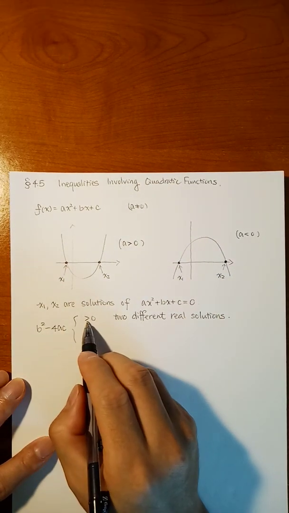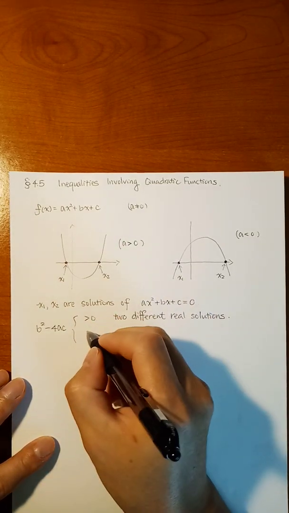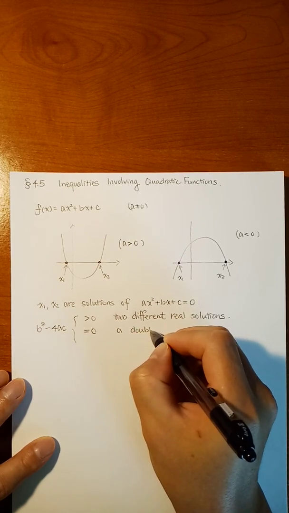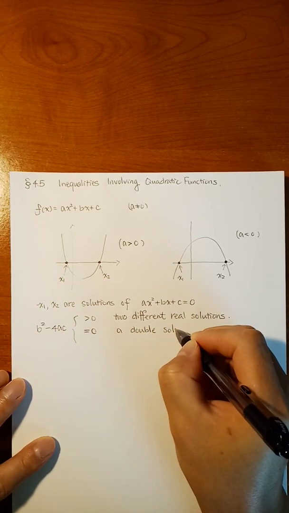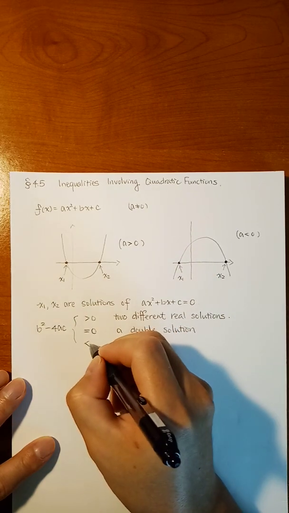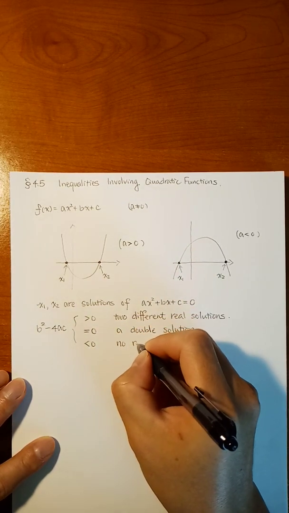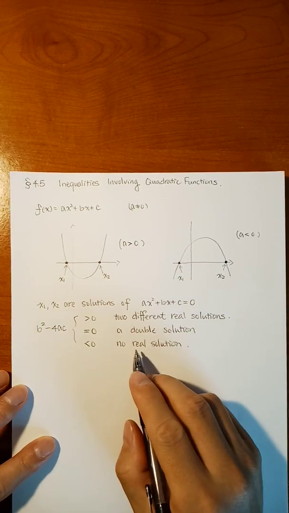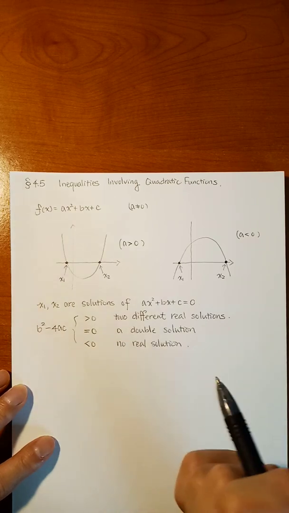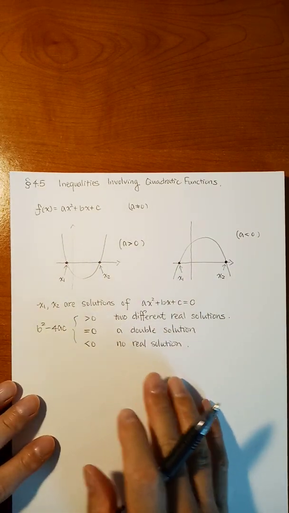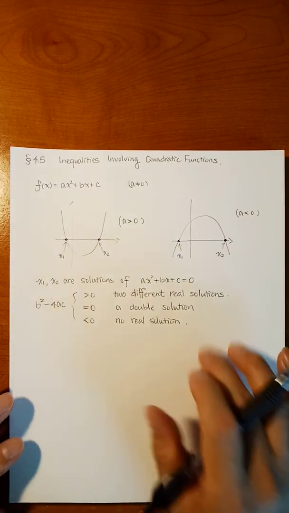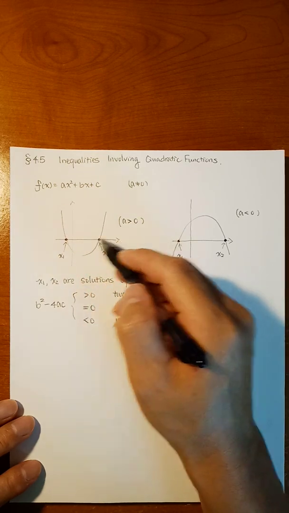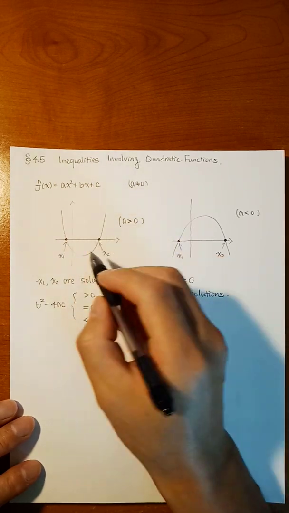Right? Discriminant greater than 0, 2 different real solutions. Discriminant equal to 0, a double solution. Discriminant less than 0, no real solution. It will have 2 complex solutions, but if we only discuss the real numbers, then there's no real solution.